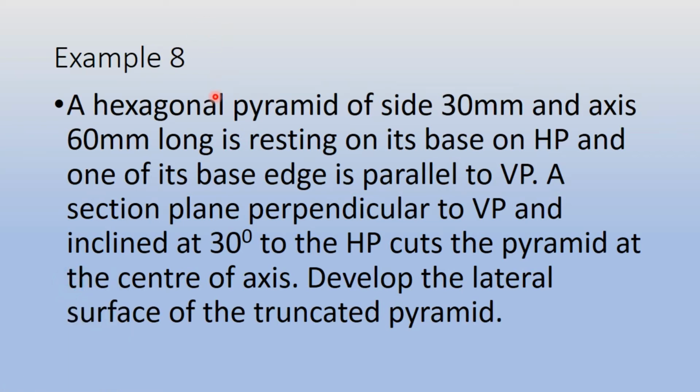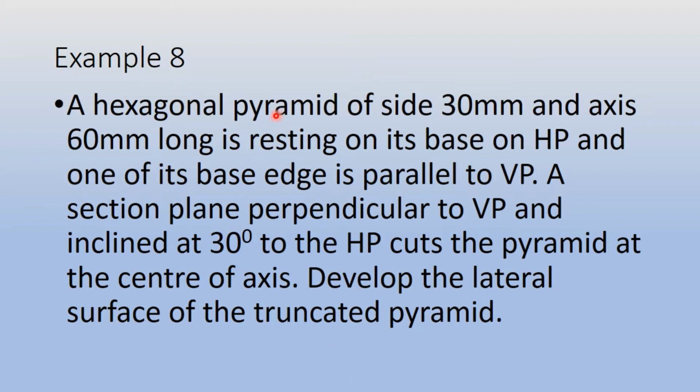Example 8. A hexagonal pyramid of side 30 mm and axis 60 mm long is resting on its base on HP, and one of its base edges is parallel to VP. A section plane perpendicular to VP and inclined at 30 degrees to the HP cuts the pyramid at the center of the axis. Draw the lateral surface of the truncated pyramid.